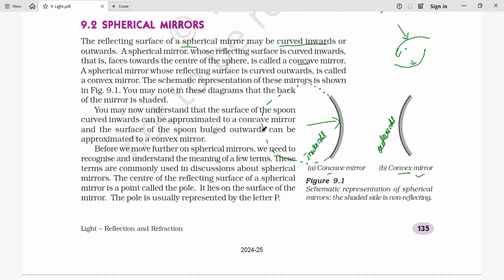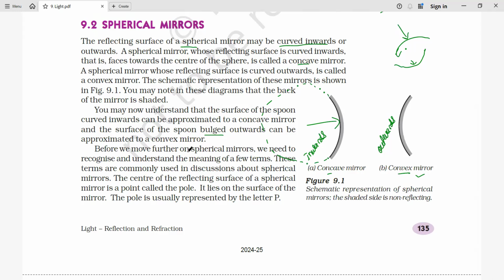Okay. That is the concave curve outwards. That is also called the bulged shape. The spoon bulges outwards. So what is bulging outwards here? Convex. Okay. So now it is important to understand the various parameters here.